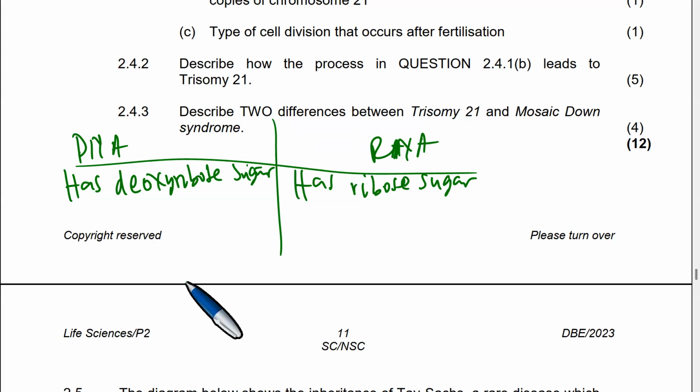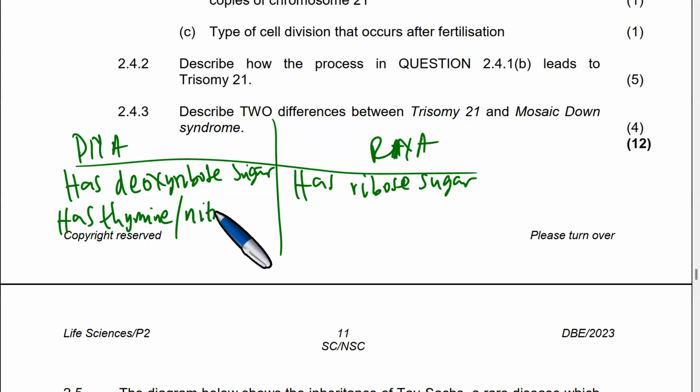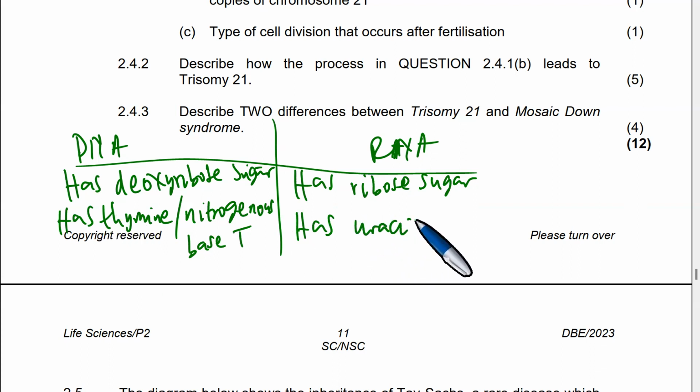What else does DNA have that the other one does not have? DNA has thymine, the nitrogenous base T. Obviously the RNA has uracil. If the DNA has thymine, this one has uracil. If you don't want to say uracil, it has the nitrogenous base U. When DNA has a nitrogenous base T, this one has nitrogenous base U.